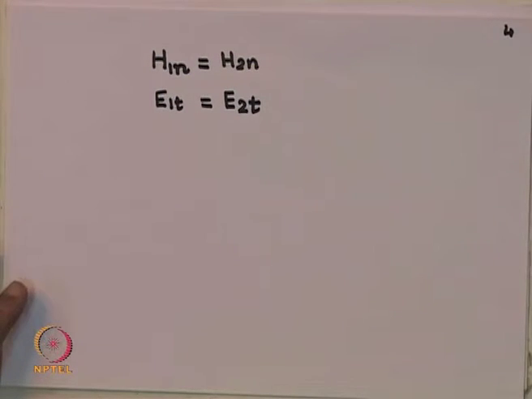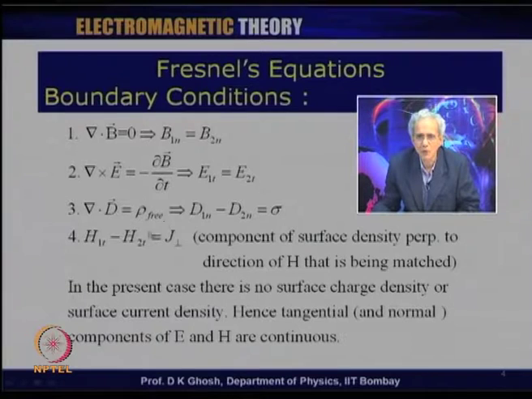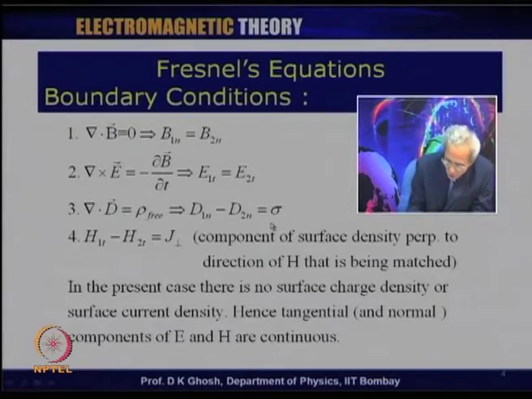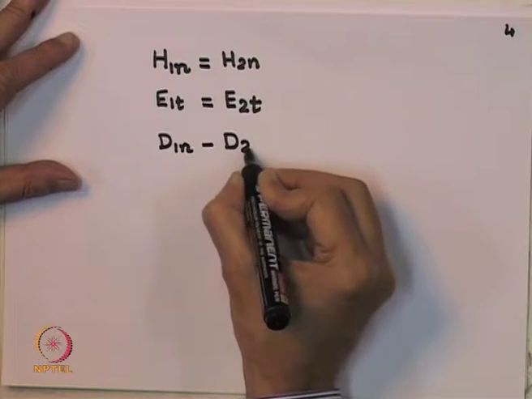Now del dot D is equal to rho free, but notice that unlike del dot B, which was equal to 0, my del dot D is not equal to 0, but is equal to the surface charge density that is there. As a result, there is a discontinuity in the normal component of the D field. So, let me write it down: D1n minus D2n is equal to sigma.